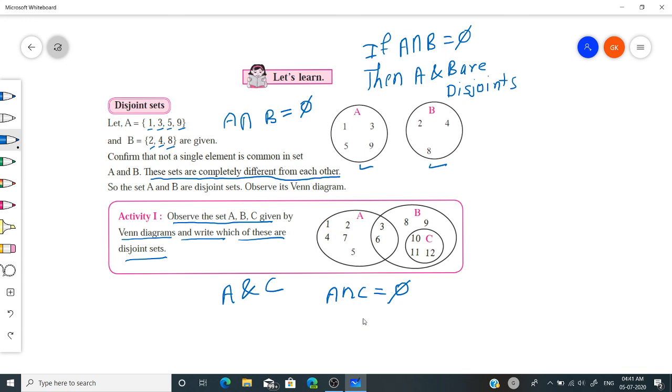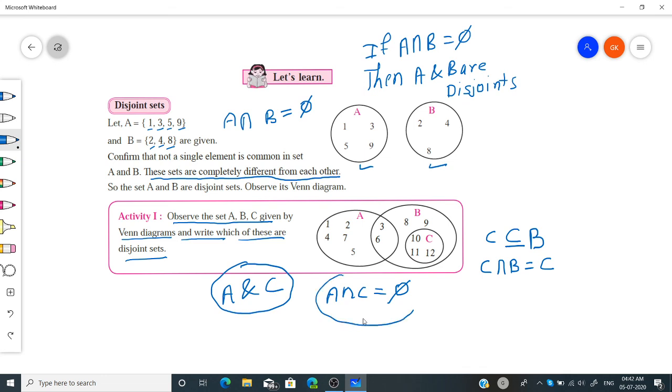What about B and C? What is the relation between B and C? We get that C is a subset of B. Therefore, in this situation, we can write C intersection B is equal to C. But the question in the activity is, which sets are disjoint sets? The answer is A and C are disjoint sets, because A intersection C is the null set.